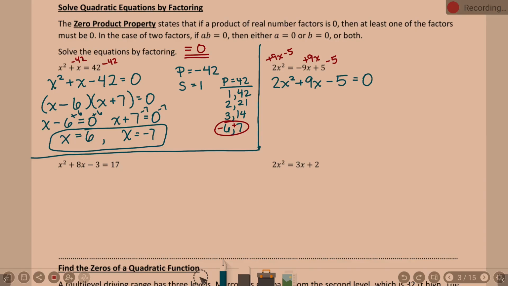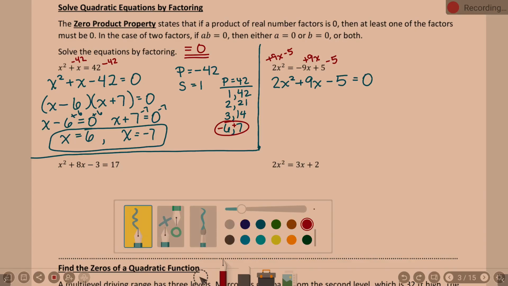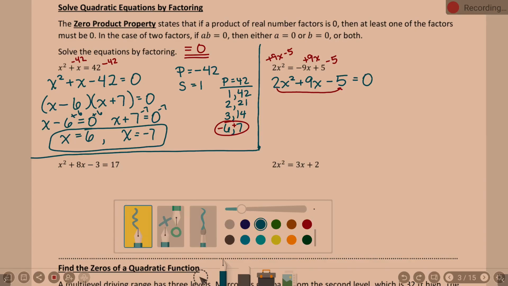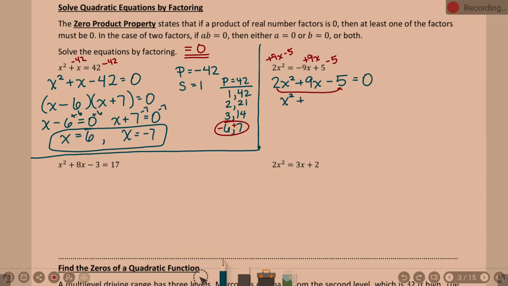Nothing in common. Okay, how are we going to factor then? What do you want to do? Flip the side. Okay. There's no GCF. I've got a 2 on that x squared. I have an a value. You have to learn to recognize this is where we're going to slip inside. We're going to take this 2 out front and we're going to slip it over to our c value. Okay. With that in mind, I now have x squared plus 9x minus 10 equals 0.